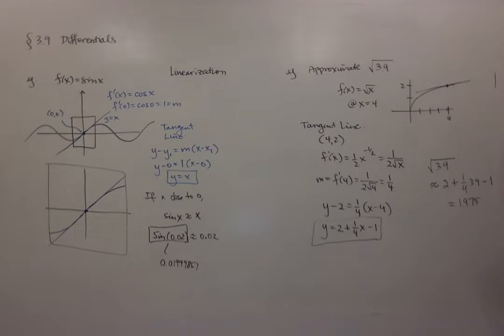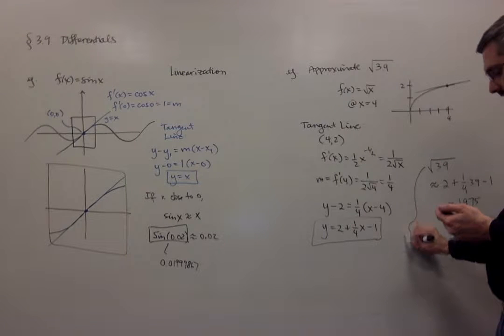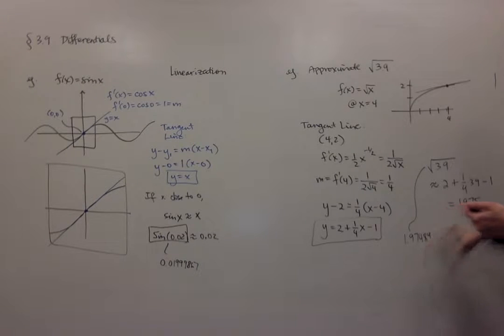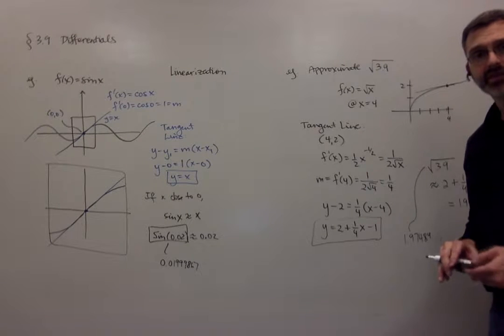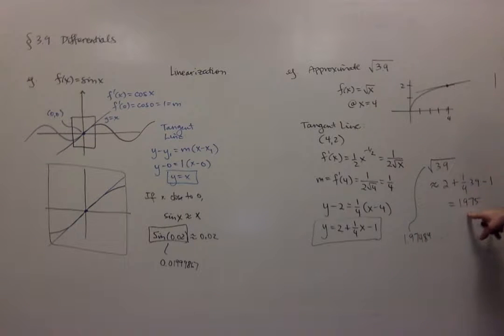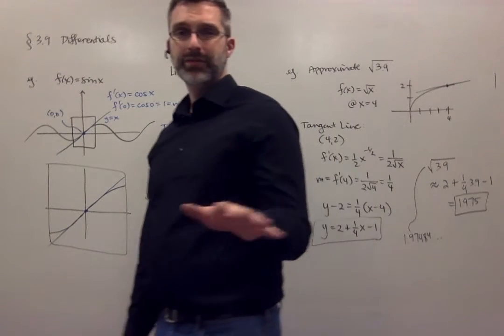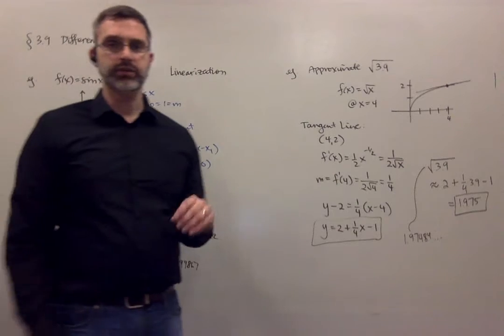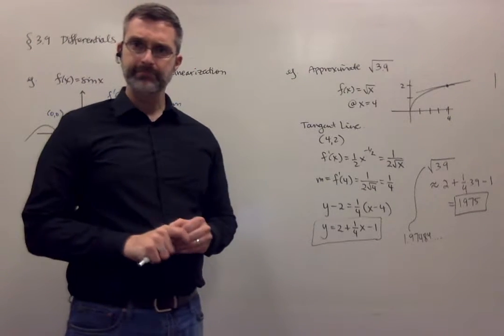Now I want you to take a second and just do the square root of 3.9 and see what you get. If you actually did this in your calculator, what you find is 1.97484. You see how close those are? Those are really close. In other words, using the tangent line to approximate the square root function gave me a really good approximation to that number. Now, it wasn't perfect, but that's not what I'm looking for. I'm looking for a really, really good approximation. Okay? Does that make sense?